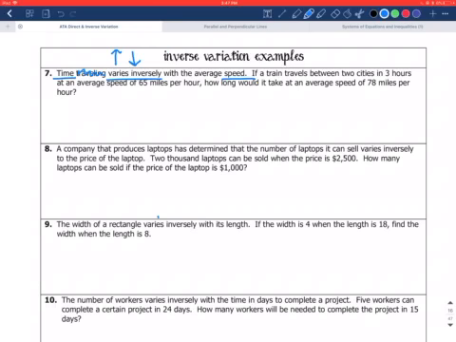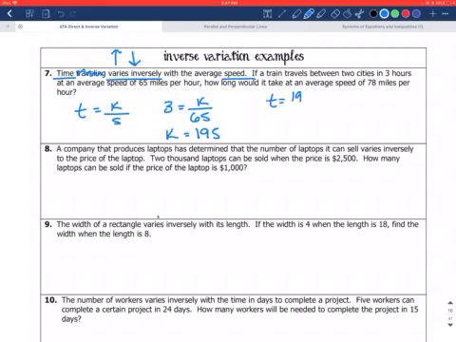It's a great one. So if a train travels between 2 cities in 3 hours, we have time and how it varies inversely with speed. So we put that variable on the bottom. And then 3 hours is our time and an average speed of 65 miles an hour. So that will be 195 as our K.